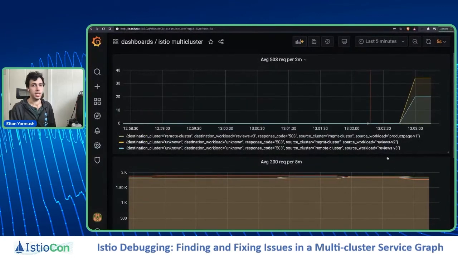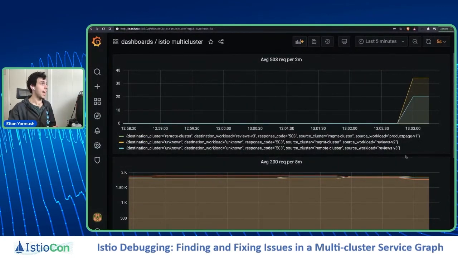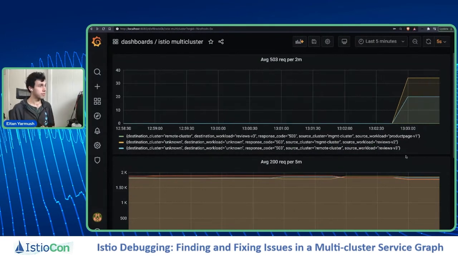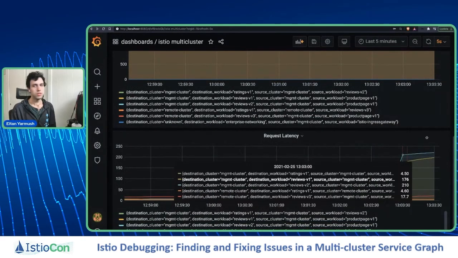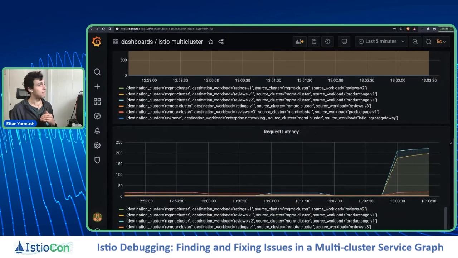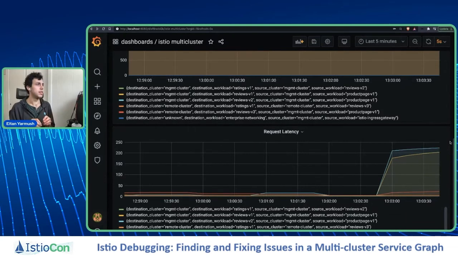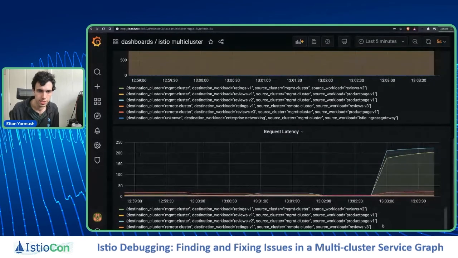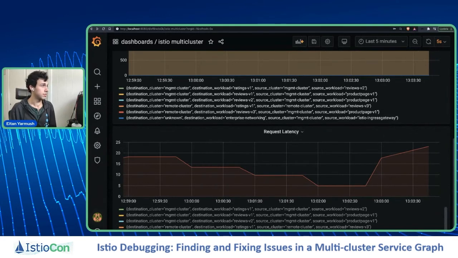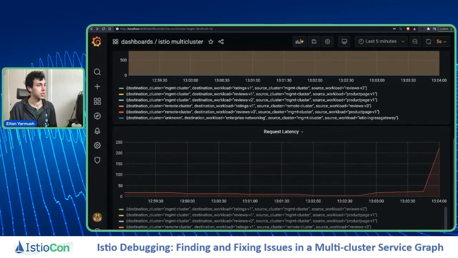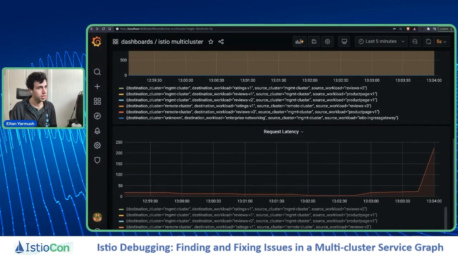Now, as you can see, this graph a minute ago was totally flat. But now we've got our 503s rolling in, and similarly down here for the request latency. So let's take a look at the labels that we have on our data, which can really help us understand and grok what's going on in the system. Let's take a look, for instance, at this final metric. As we can see, it says that the destination cluster is the remote cluster. The destination workload is our reviews v3. And our source cluster is the management cluster, and the source workload is the product page.